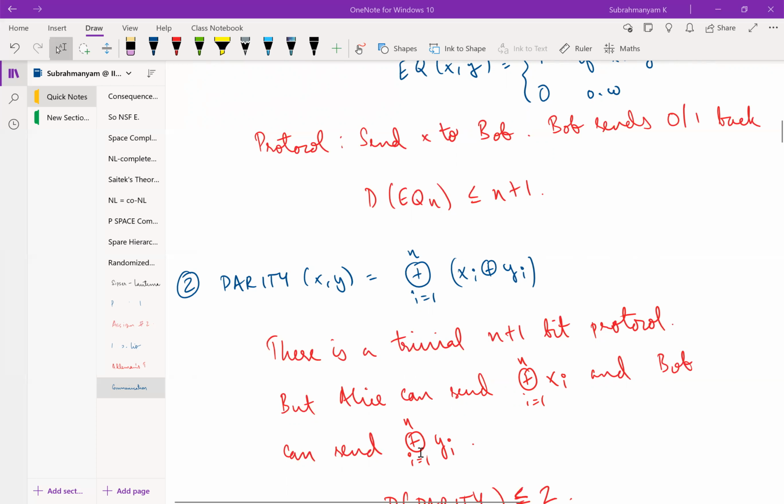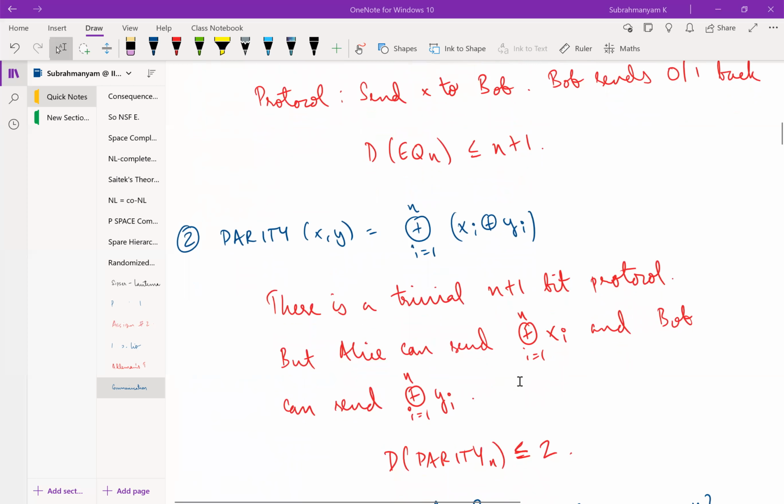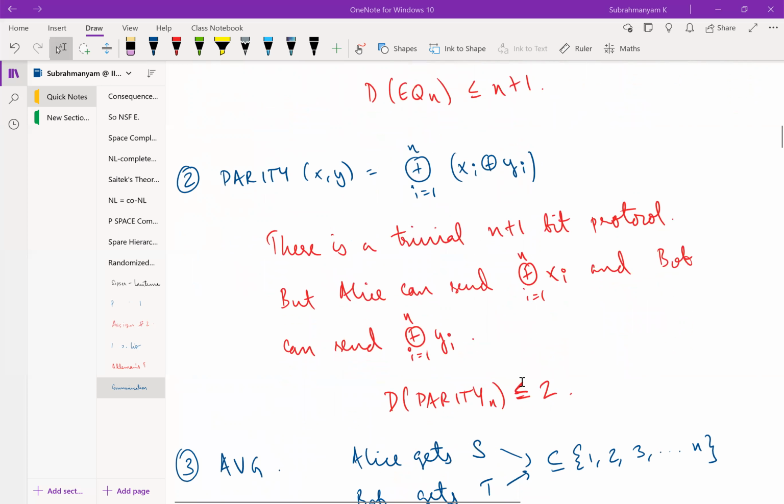If both Alice and Bob have an odd number of ones, then together they have an even number of ones, so the parity function is zero. If exactly one of them has an odd number of ones, then the parity function is one. If both of them have an even number of ones, then again the parity function is zero. So this protocol uses only two bits. Just like we said for the upper bound of n plus one for equality, this gives us an upper bound of two.